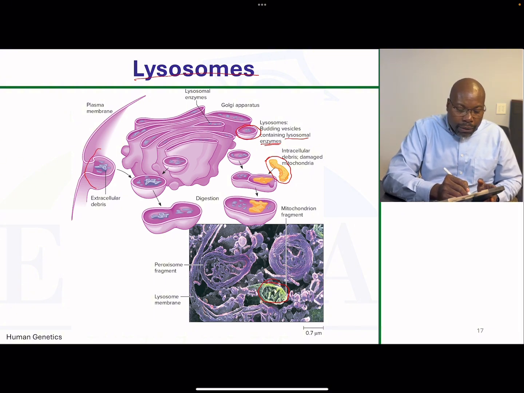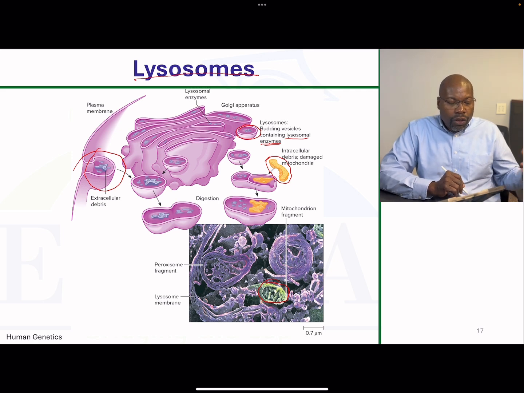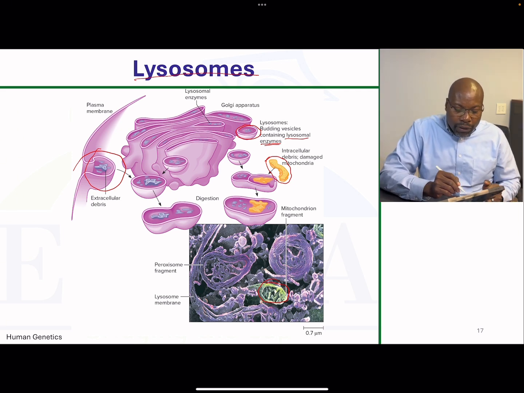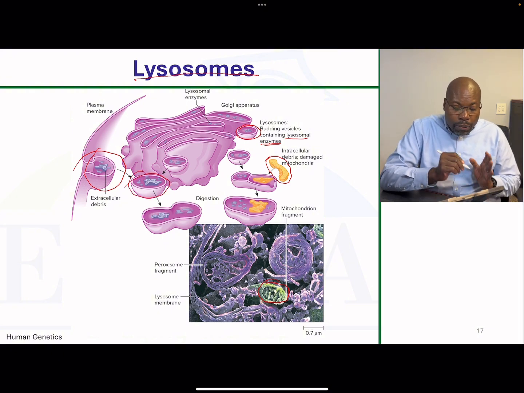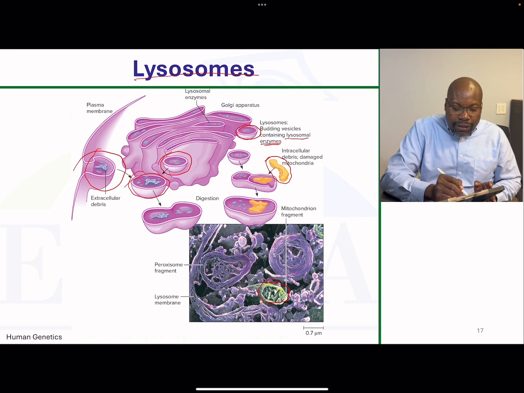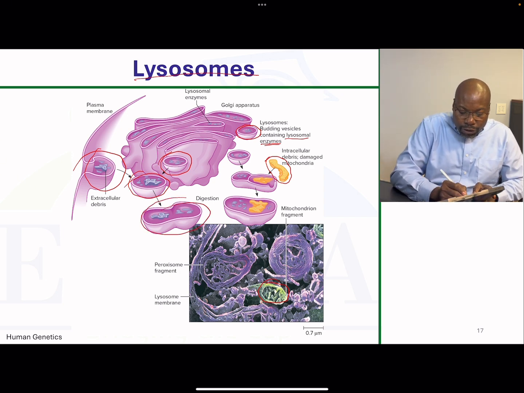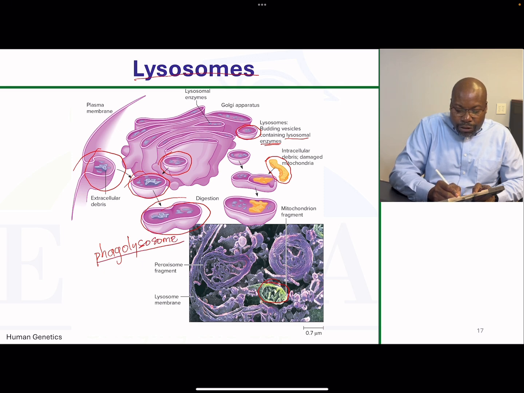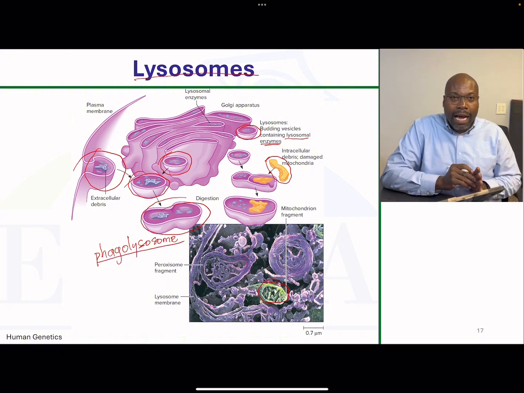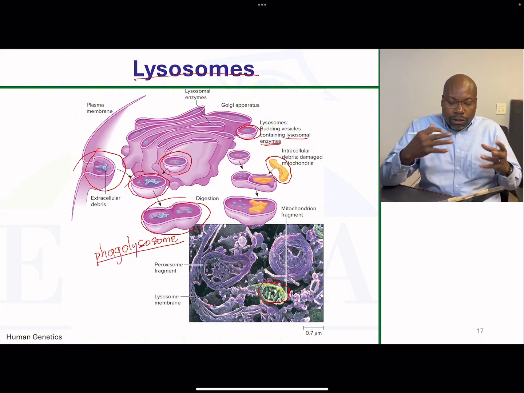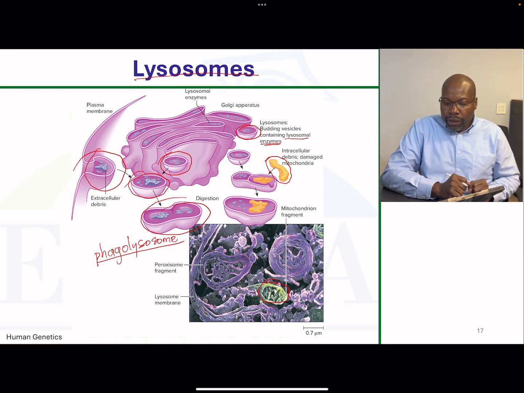Say we are importing some foreign particles, a bacterium, a virus. These foreign particles end up in a vesicle, and that vesicle is going to merge with this smaller vesicle that contains digestive enzymes, so that what you have is what we call a phagolysosome. So let me spell it for you. Phagolysosome. This phagolysosome is going to be responsible for breaking down the foreign particles that come into our system and are ready to be broken down.